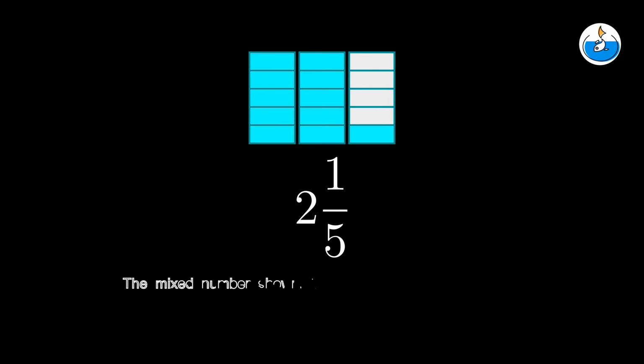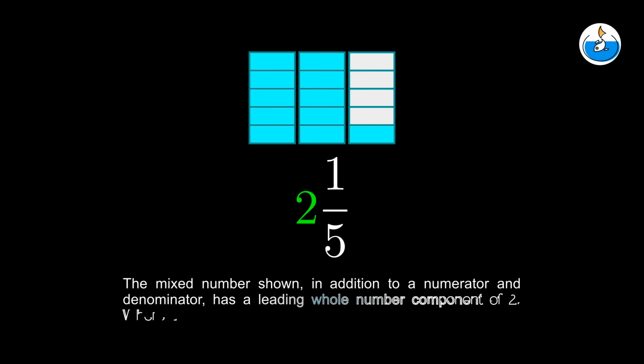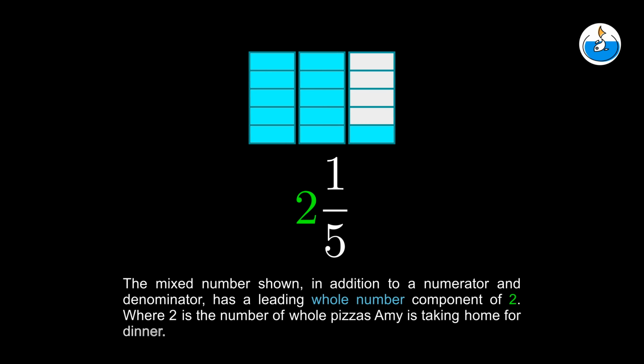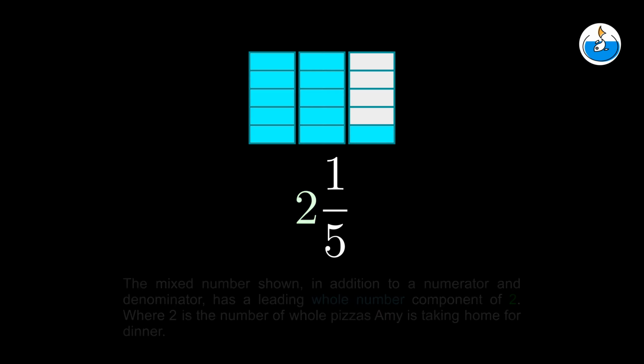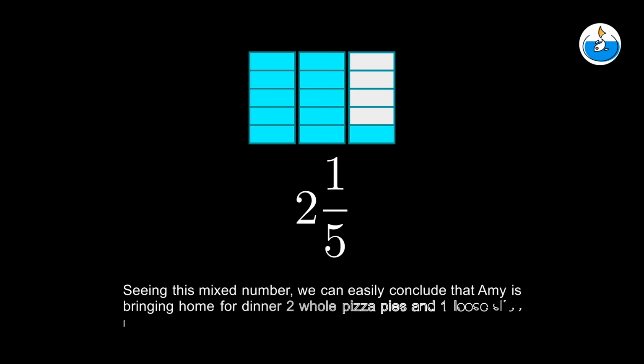The mixed number shown, in addition to a numerator and denominator, has a leading whole number component of 2, where 2 is the number of whole pizzas Amy is taking home for dinner. Seeing this mixed number, we can easily conclude that Amy is bringing home for dinner 2 whole pizza pies and 1 loose slice from a pie that was cut into 5 equal pieces.